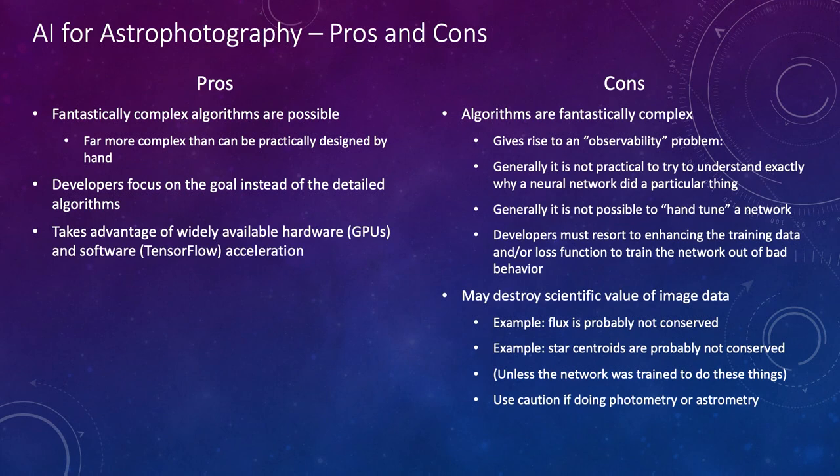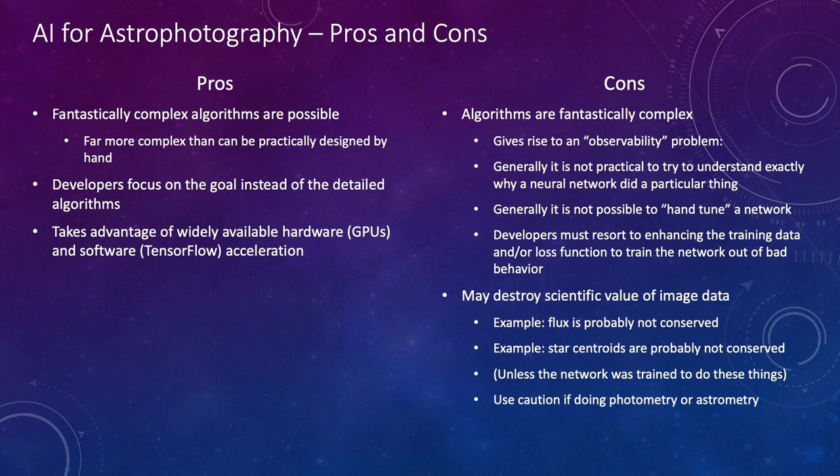On the con side, and there are some important ones, I mentioned on the pros, the number one pro is we can create these fantastically complex algorithms. The number one con is these algorithms are fantastically complex. There is a serious observability problem with neural networks. If you want to understand why did version 7 of Star Exterminator remove this star and not that star, and you want to trace that back to what parameters in the network were responsible for that effect, it's not really tractable to do that.